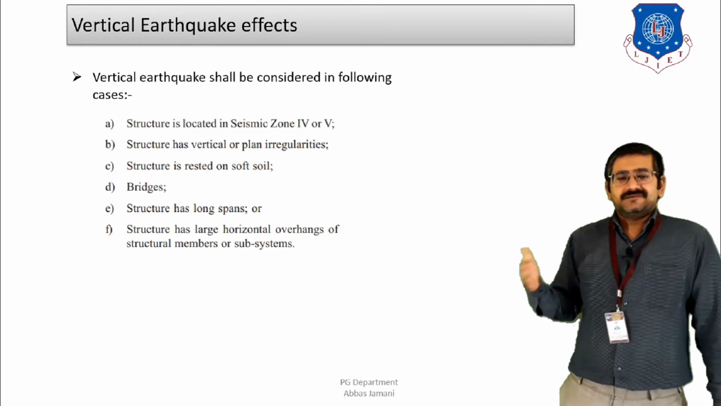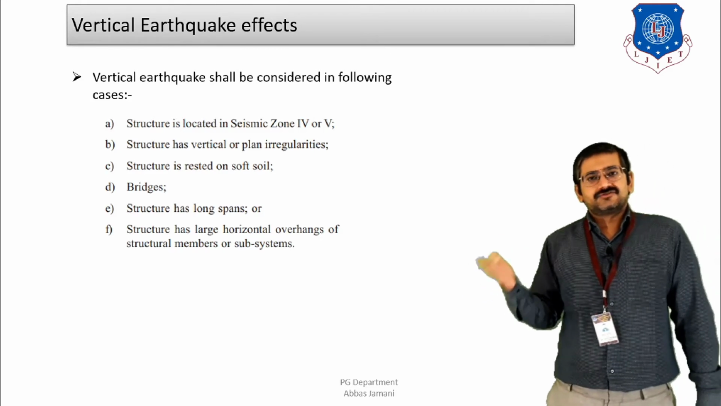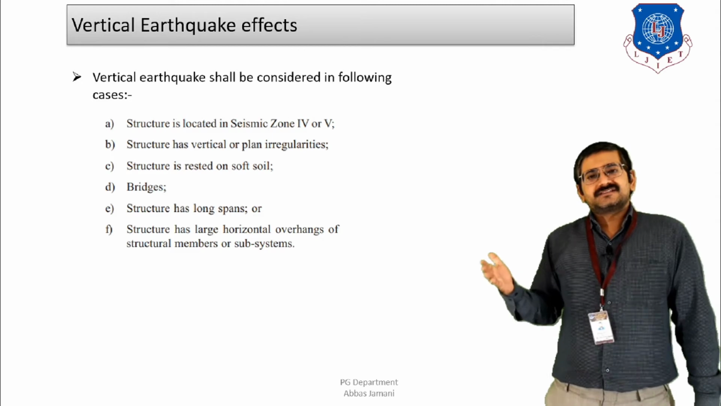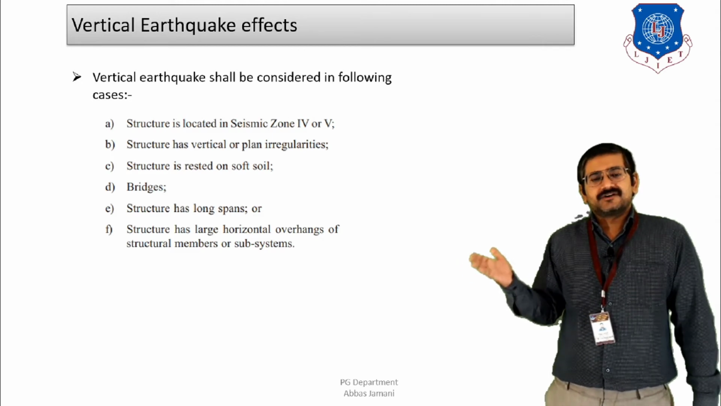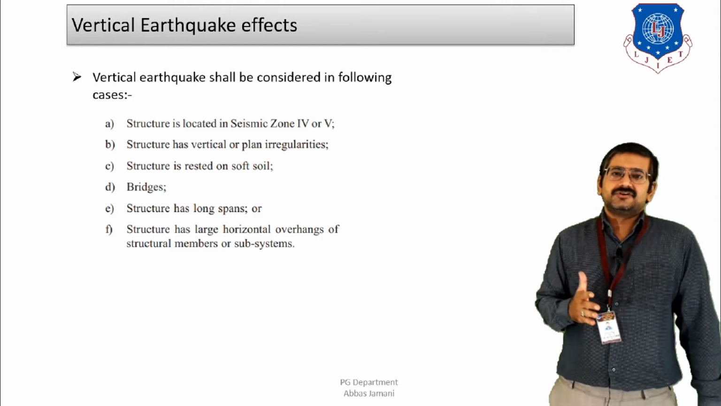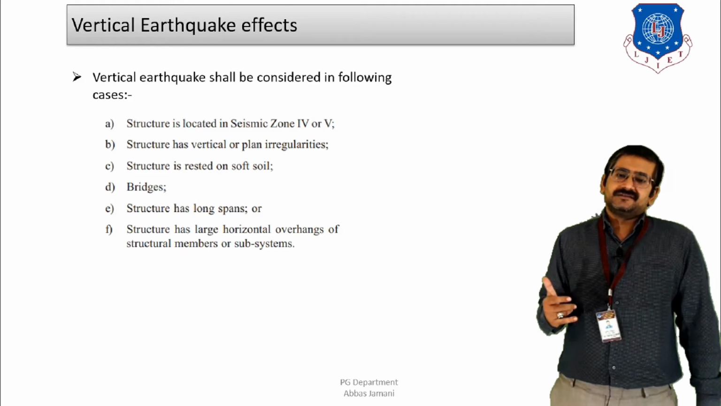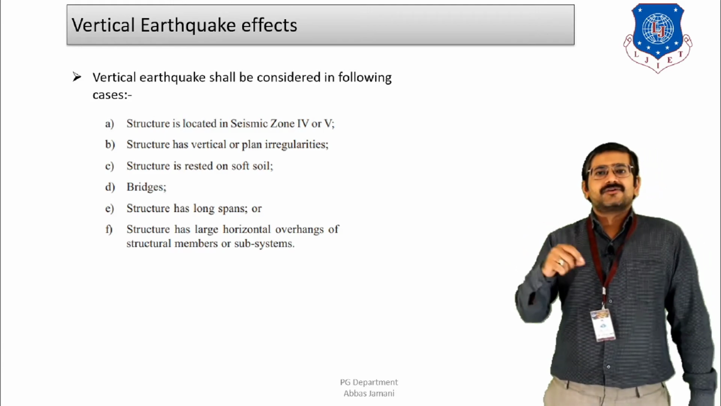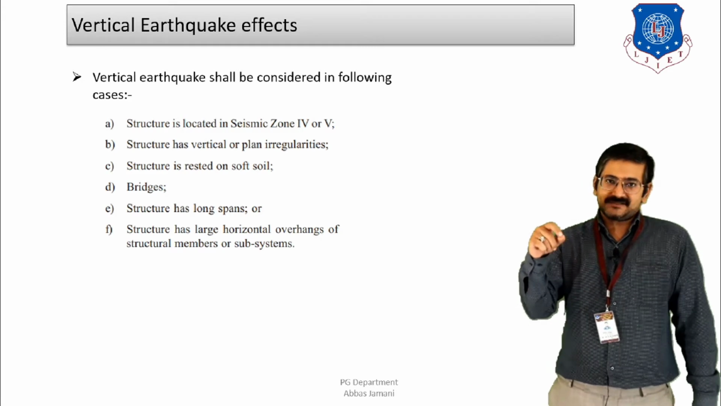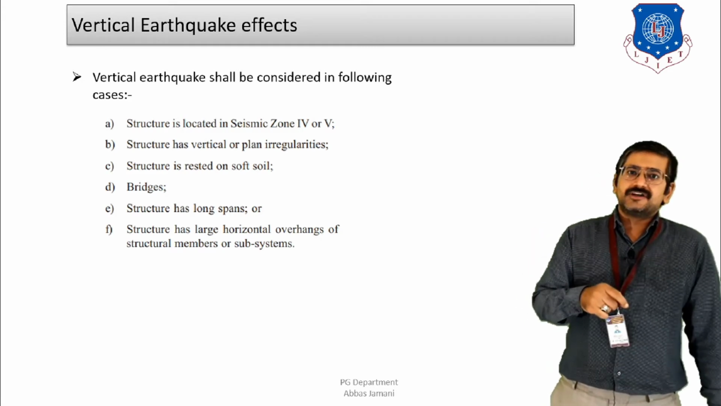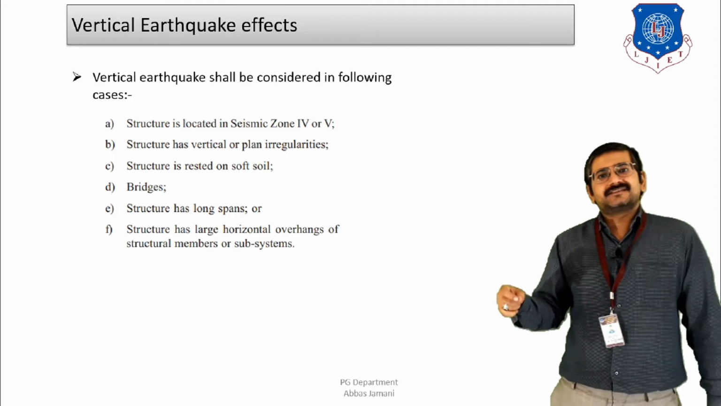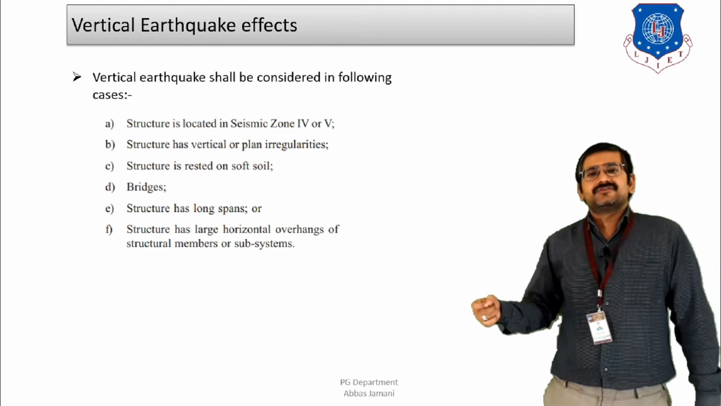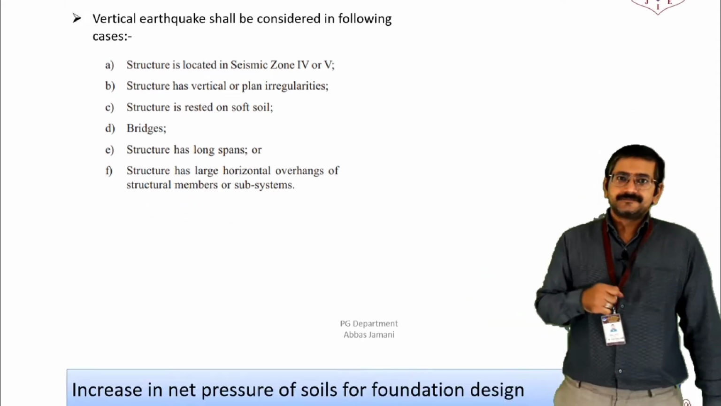And lastly, the one that was mentioned in the earlier revision, that was 2002, that is, if the structure has large horizontal overhangs or cantilever projections, then in that case also the vertical effect should be considered. That is, in addition to the calculation of horizontal acceleration spectrum, you need to calculate the vertical acceleration spectrum also. How to calculate horizontal acceleration spectrum and vertical acceleration spectrum, that we are going to discuss in the lecture ahead.